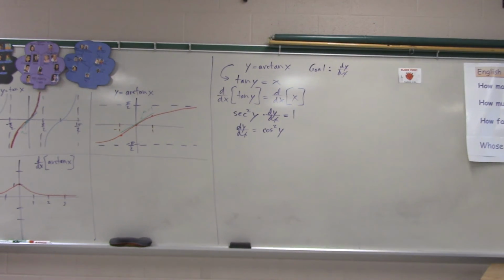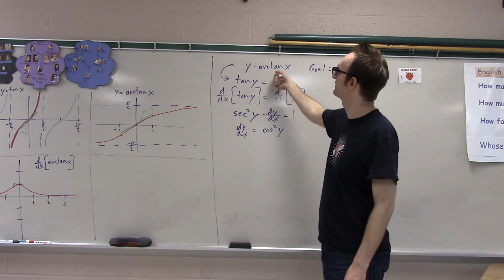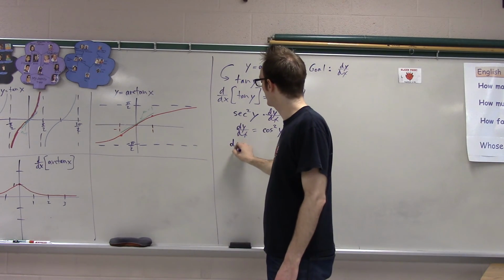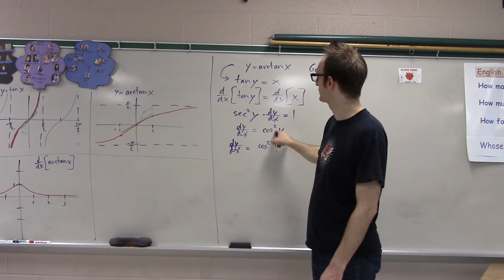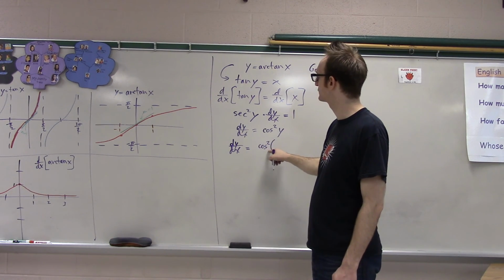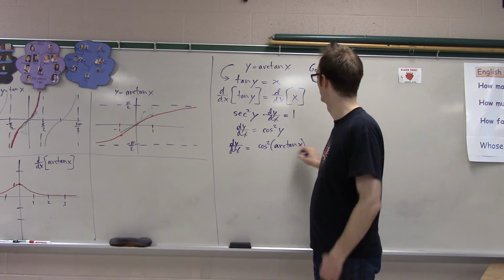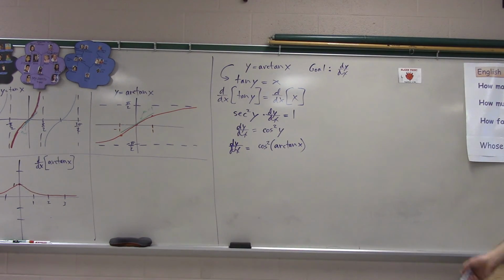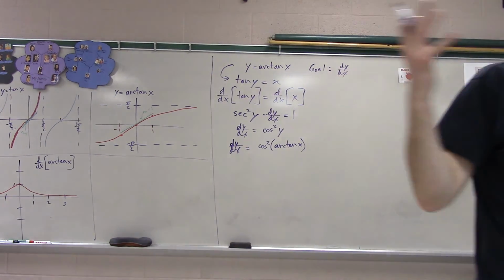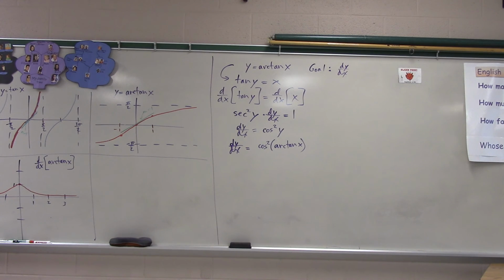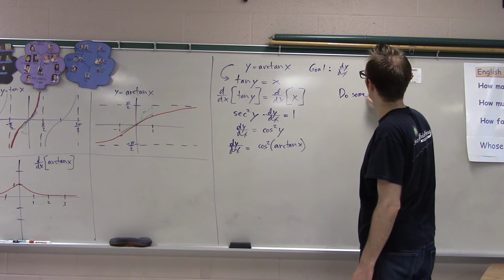But I don't want to leave it like that, because y is not what I want. I want to know what the derivative is with respect to x. So what is dy dx? This is really shorthand for cosine squared of arctan x. I'm basically done, but I don't want to leave it as cosine squared arctan because that's awkward. So really now what I have to do is some pre-calculus. So now it's time to do some pre-calc.